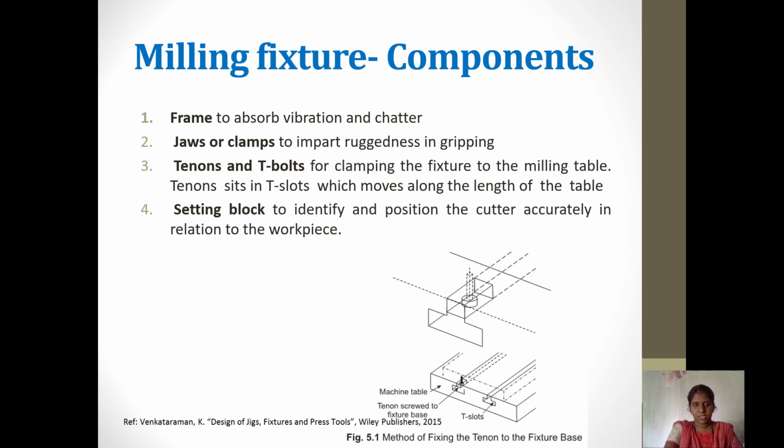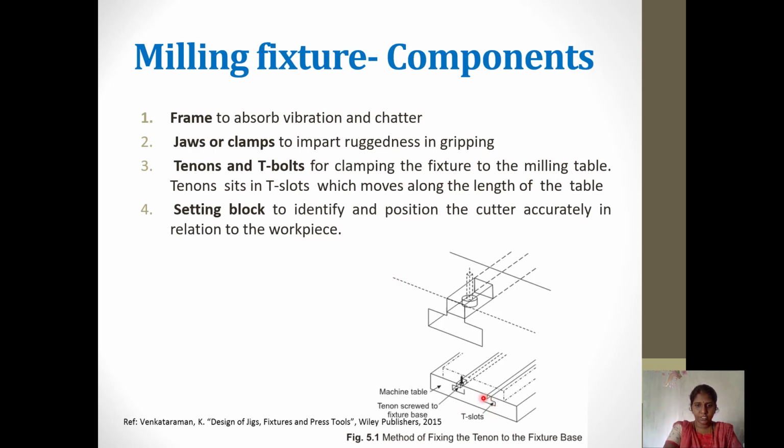The components are frame, jaws or clamps, tenons and T-bolt, setting blocks. Now we will see what are the purpose of each component. Frame, which is used to absorb vibration and chatter. Jaws or clamps, to impart rigidness in gripping. Tenons and T-bolts for clamping the fixture to the milling table.